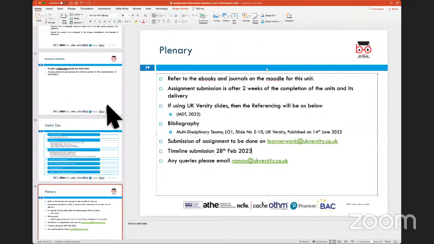Now, the other thing you have to keep in mind is if you're going to bring work from the UK Versity slides into your assignment, then you can do referencing in this way. You give the name of the topic of the slide, which learning outcome it was, which slides you have referred to, that they are published by UK Versity, and the date of accessing those slides, and that would conform to Harvard referencing.